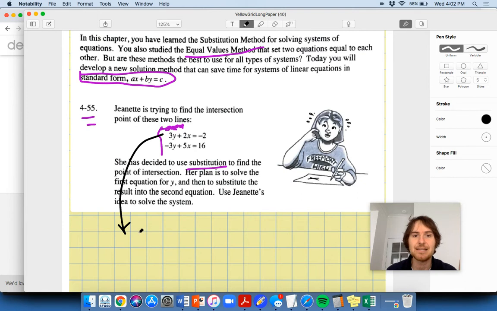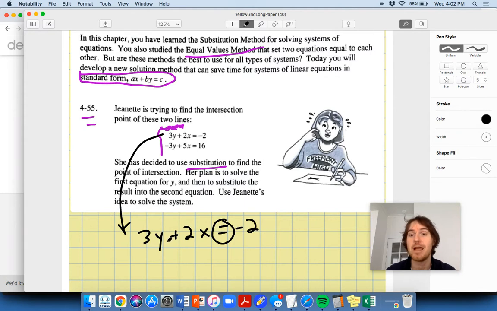So the idea is that she wants to solve the first equation for y. That's something we haven't done too much this year, solving for variables. How would I solve for y in this one? She wants to isolate y, which means I want to get y by myself on one side of the equal sign. I have 3 y's, and I'm adding 2 more x's on the left side of the equal sign.